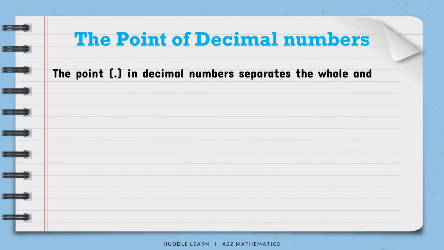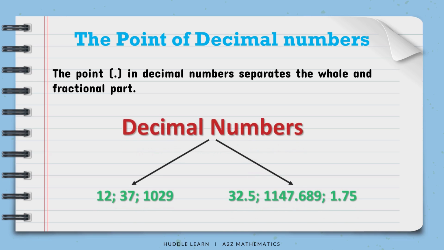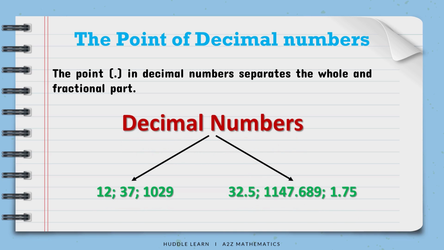All decimal numbers do not have a point which separates the whole part from the fractional part. The numbers 12, 37, 1029 are also decimal numbers, as are 32.5, 1147.689 and 1.75. In some countries, a comma is often used instead of a point to separate the whole part from the fractional part.